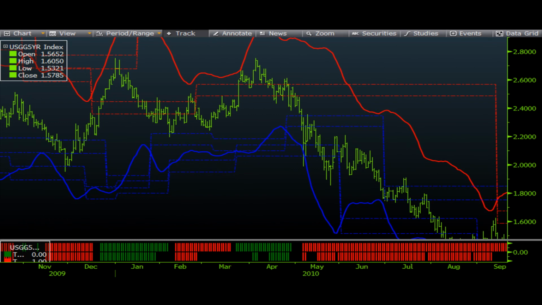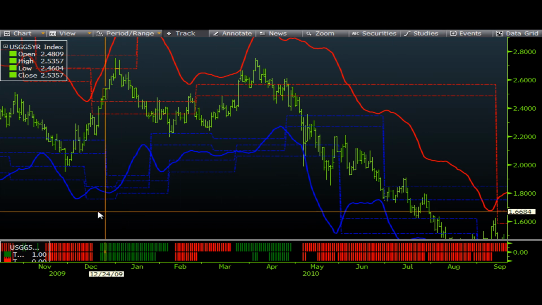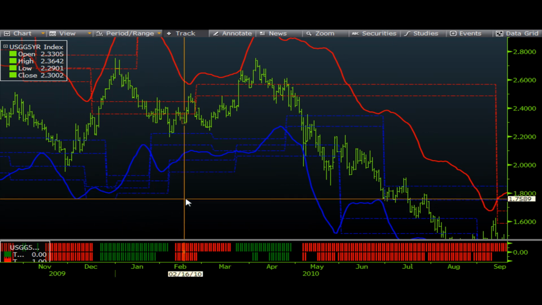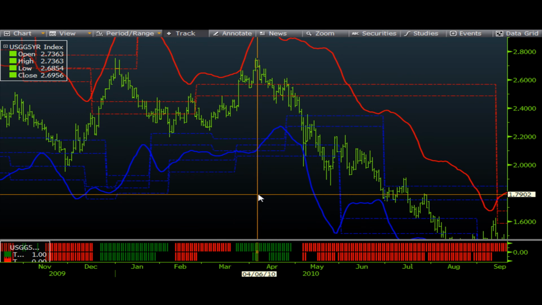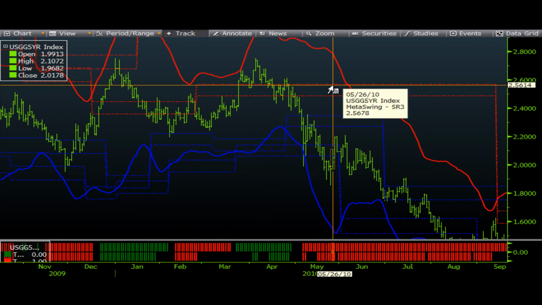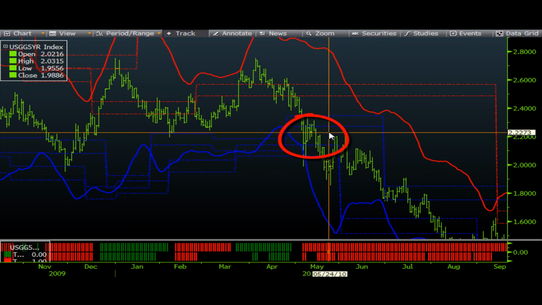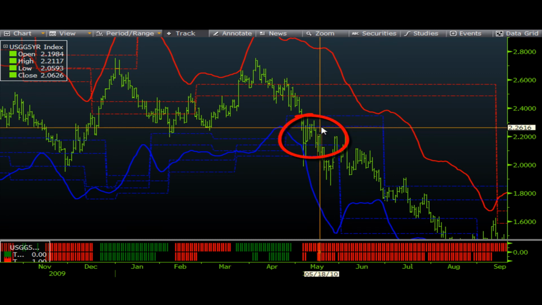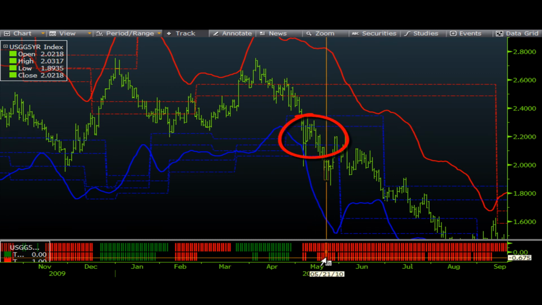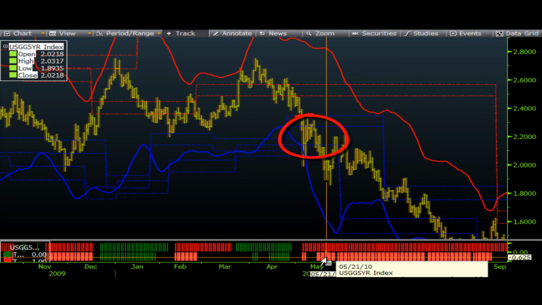Now let's look at a daily chart of the 5-year bond yields. Here in 2010, after coming off some choppy market action, we finally get a confirmed downtrend with price trading below the SR 5 and 6 level, and confirmed strength here in May of 2010 of the bearish trend.